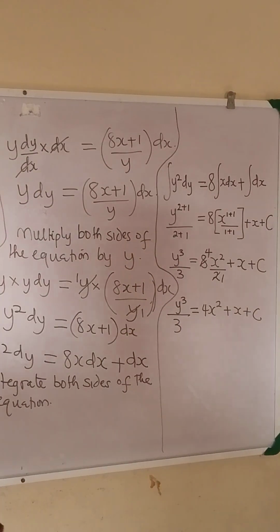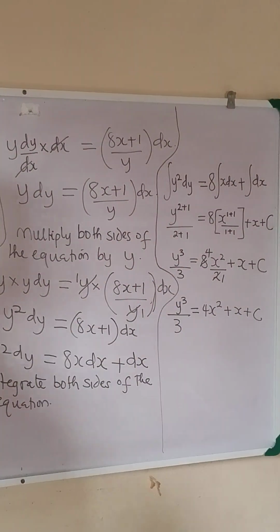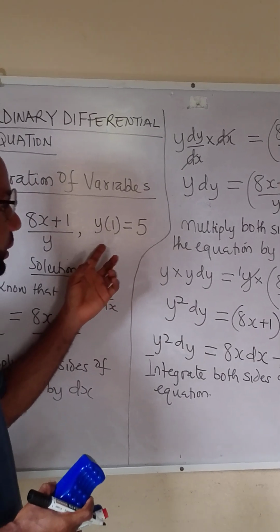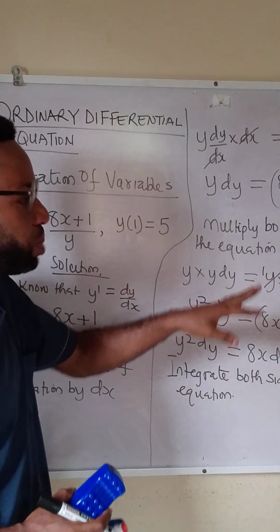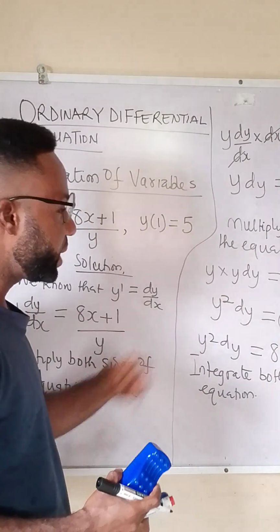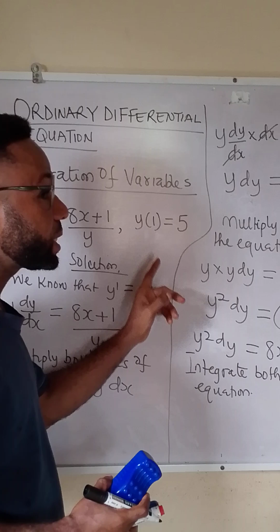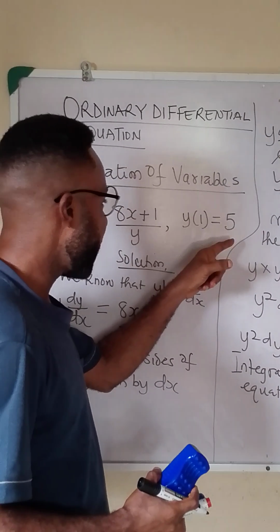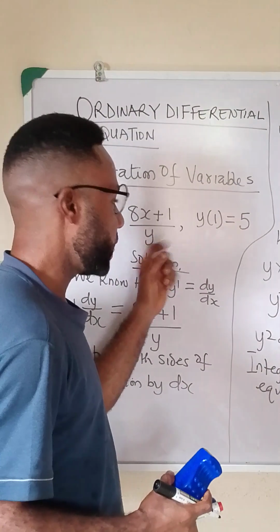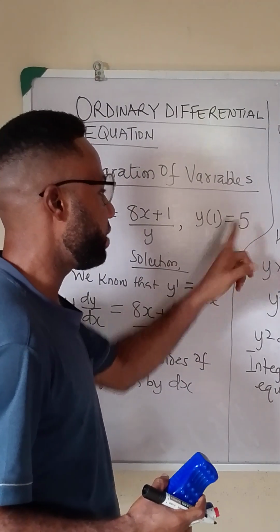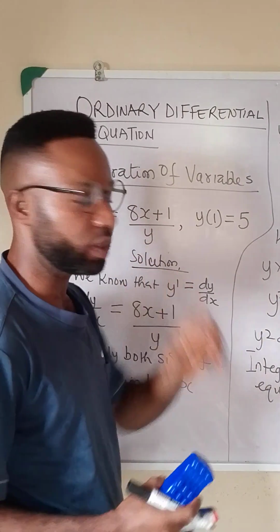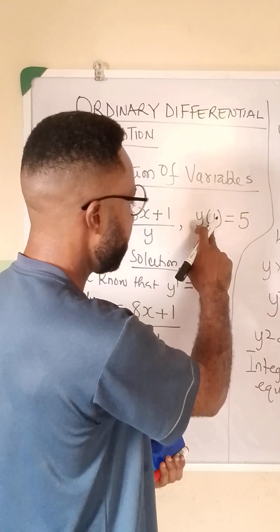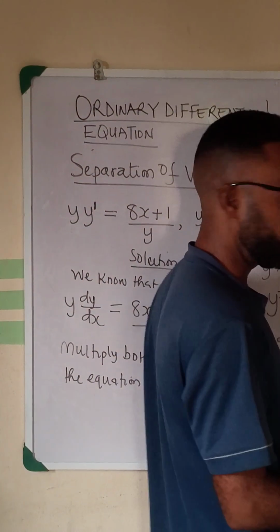We are not done yet. We have to remember that we were given an initial condition here. So at this point, we can now bring in our initial condition. And like I said earlier, if you have y(1) equal to 5, and you're dealing with x and y, it implies that y is equal to 5 while x is 1. So we have to bring in the value of y, which is 5, and then the value of x, which is 1, into this equation.